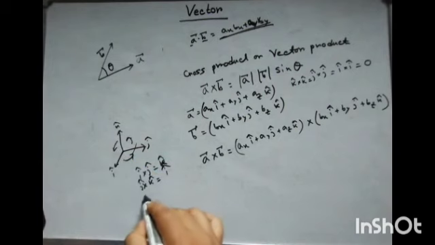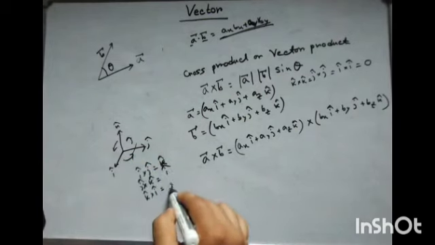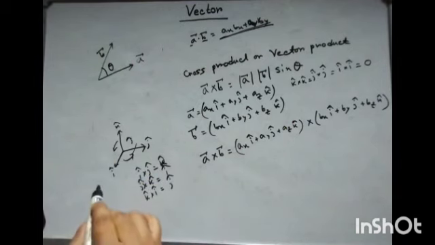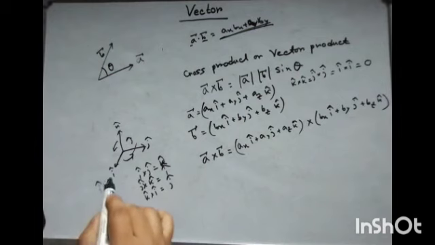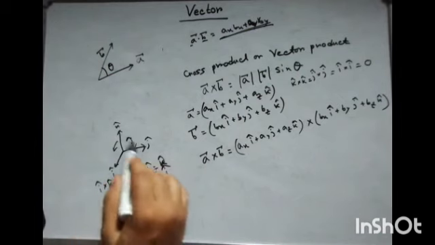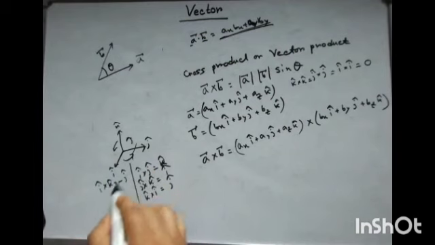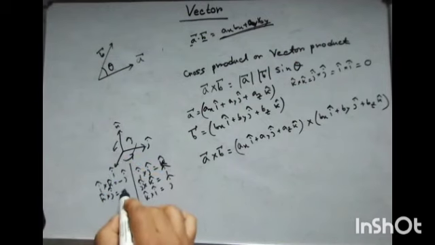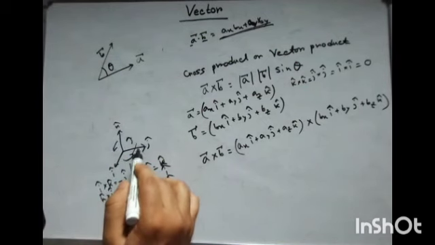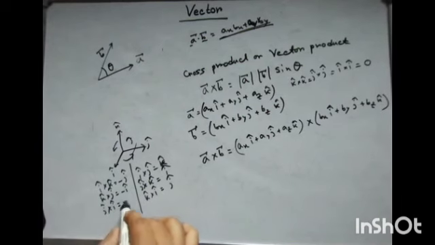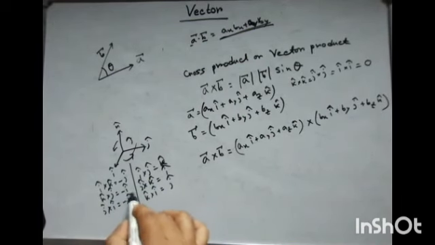or k cap cross i cap will be j cap. But if it's clockwise direction, suppose i cap cross k cap, then it will be minus j cap. Or say k cap cross j cap, then it will be minus i cap. Suppose j cap cross i cap, then it will be minus k cap.